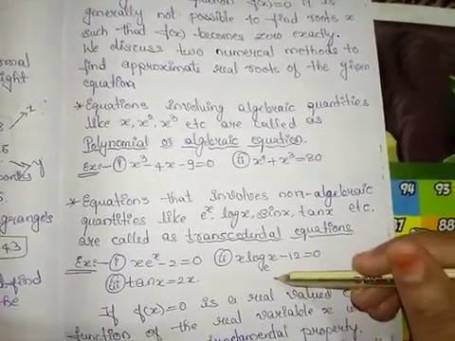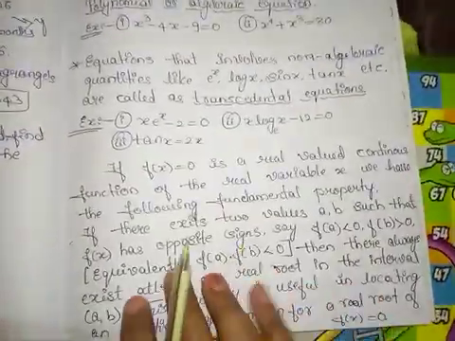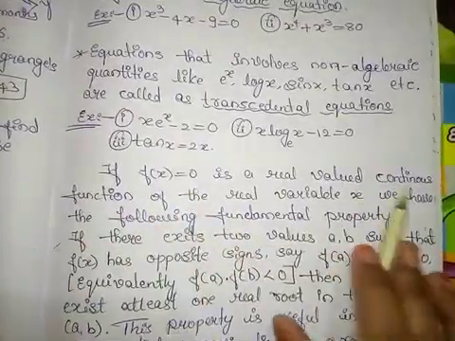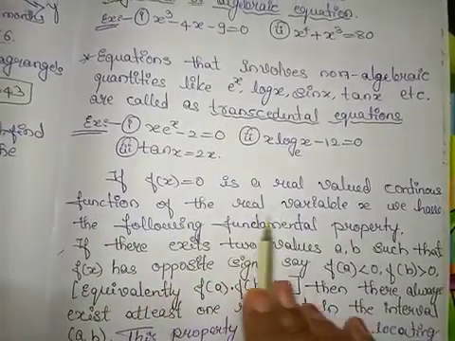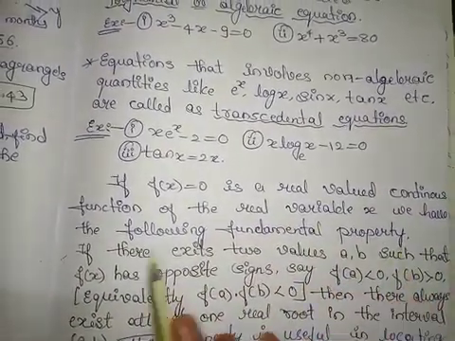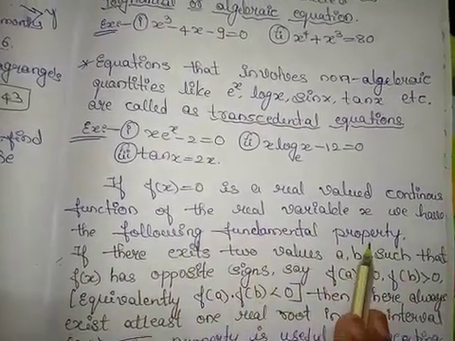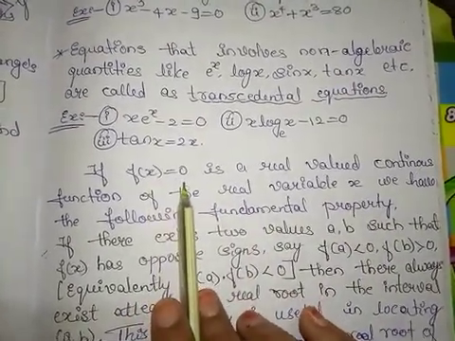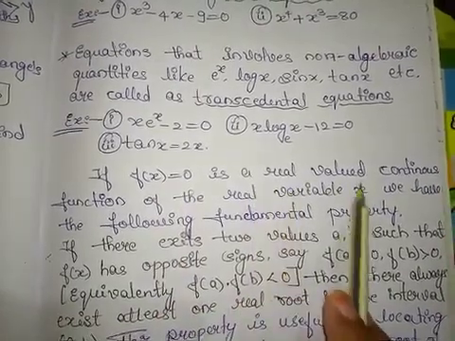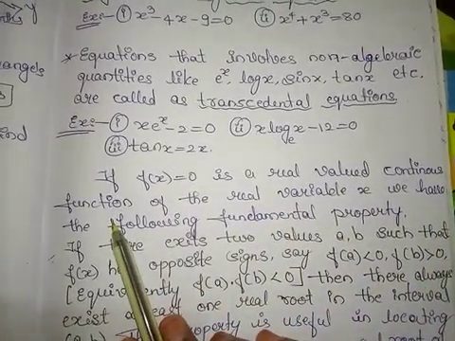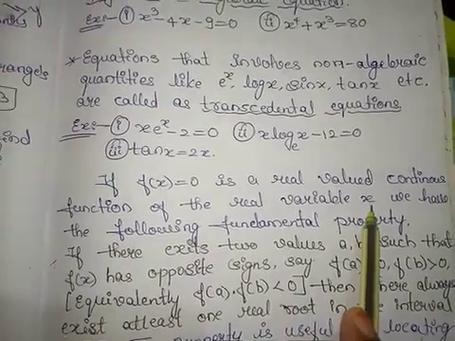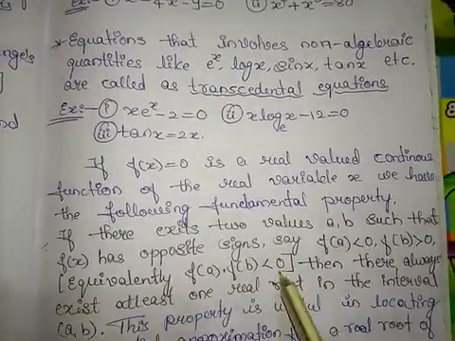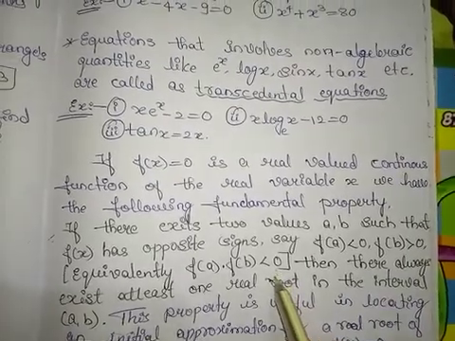These are the examples. Next, if f of x is equal to 0 is a real valued continuous function of the real variable x, we have the following fundamental property. Means if our given equation is of the form f of x is equal to 0, a real valued continuous function of the real variable x, we have to apply this below fundamental property to find the solution.